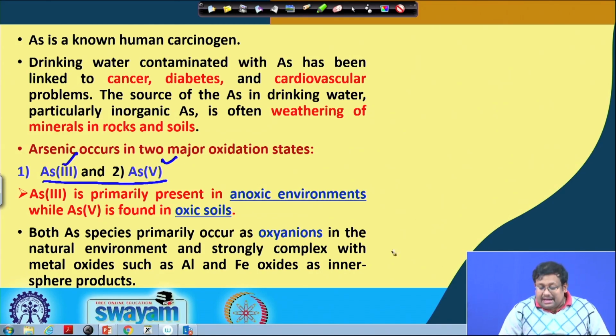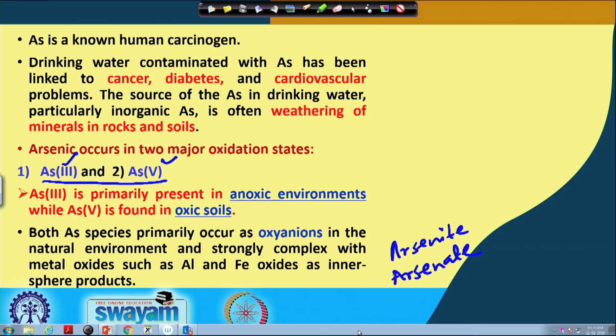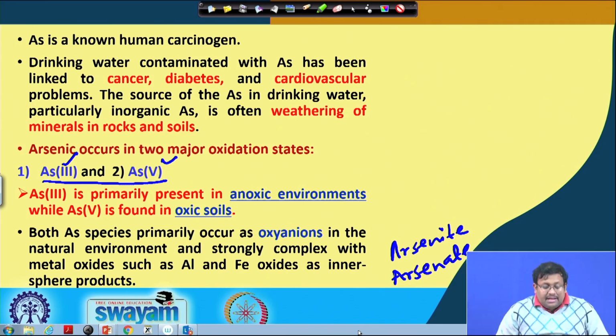As3+ is known as arsenite, and As5+ oxidation number is basically known as arsenate. Remember that between arsenite and arsenate, arsenite is comparatively more toxic. So, we should be more careful if there is a presence of arsenite. Arsenite has a lower oxidation number.